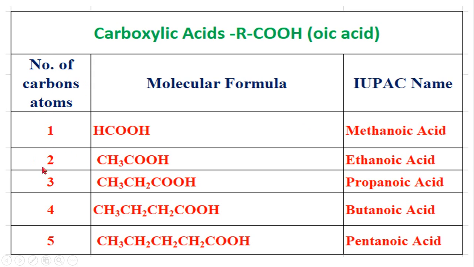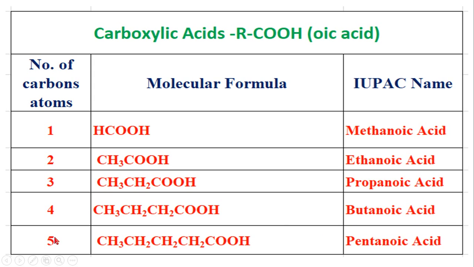Now in the place of R we put CH3. COOH is the functional group. Here 2 carbon atoms. 2 carbon means ethane. The functional group is the carboxylic acid, so the suffix is oic acid: ethanoic acid. The third one, number of carbon atoms 3: CH3CH2COOH. 3 carbon means propane. This is propanoic acid. Number of carbon atoms 4: CH3CH2CH2COOH. Butane, the functional group COOH, that is butanoic acid.